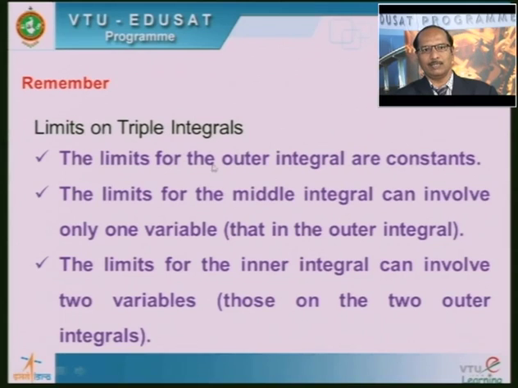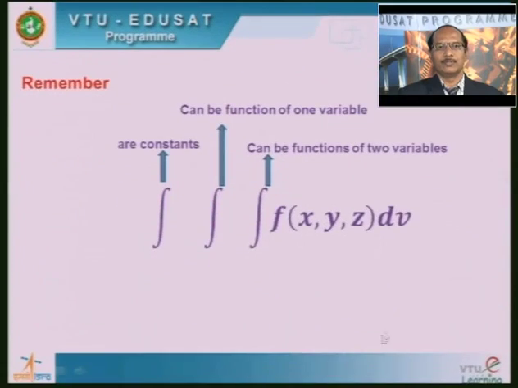When the outer limits are, say, y limits, which are constants, they are the outer limits. The middle variable is, suppose, x, and it should be a function of the outer integral variable y. Then the inner integral is a function of the two variables which are already defined in the middle integral and outer integral. So, we take care of these points while setting up the triple integrals. This you can make clear.